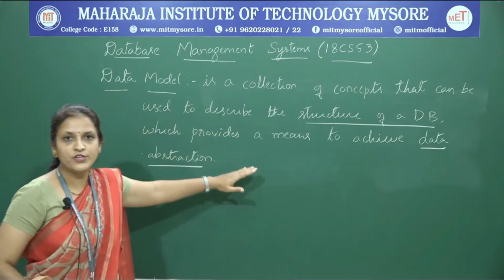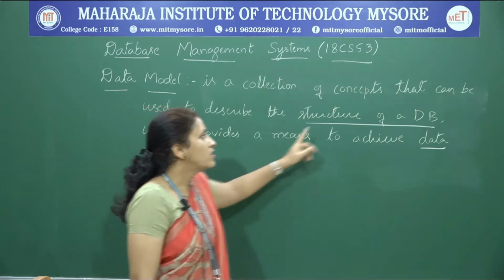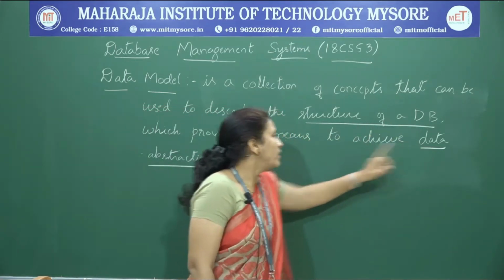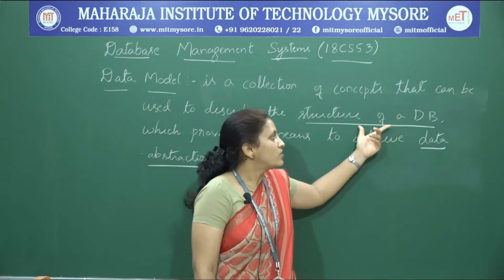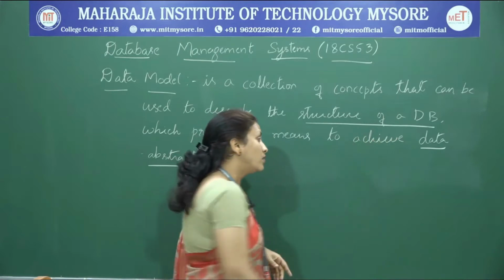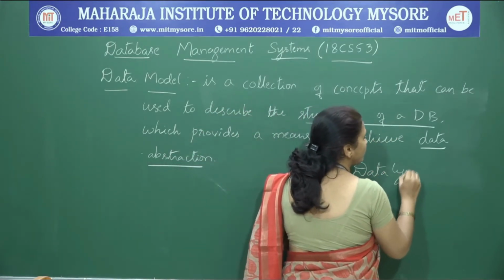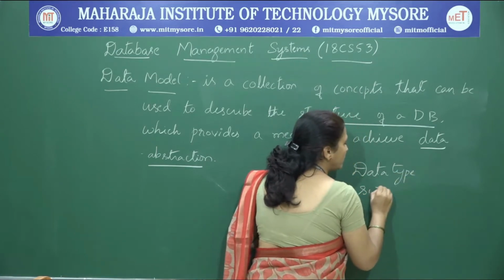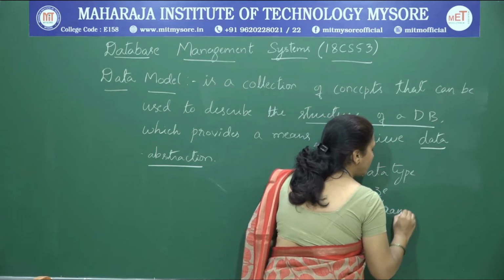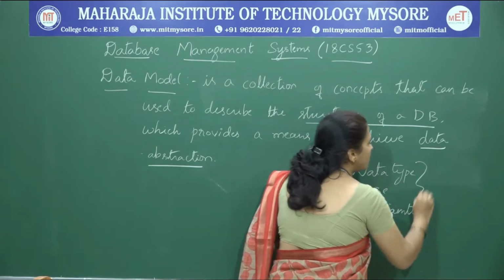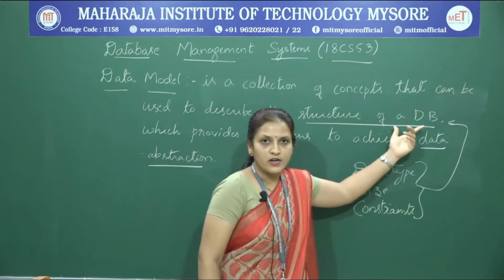If we look at the definition of data model, here we come across two terminologies, that is structure of a database and data abstraction. What do we mean by structure of a database? Structure of a database is nothing but the type of data that we are going to store in our database, the size of these data, and if there are any constraints that need to be imposed on these data. All these things together constitute the structure of a database.